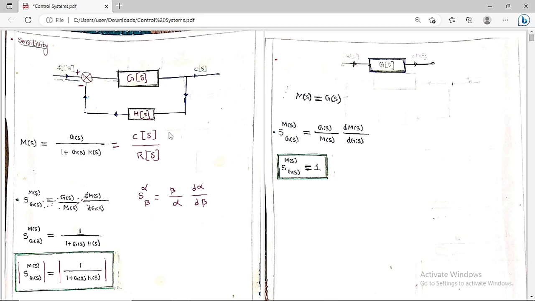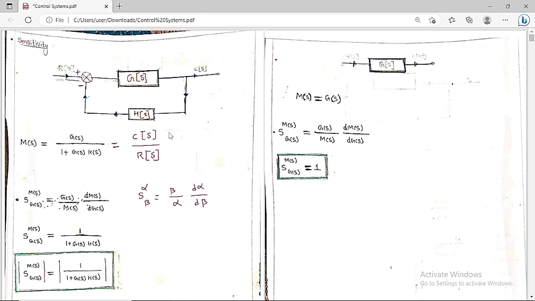Now we know M of S. So take this derivative with respect to G of S, and then if you simplify, keeping M of S, finally we are going to get the sensitivity of M of S with respect to G of S is equal to 1 by 1 plus G of S H of S. So if you take the derivative of M of S with respect to G of S, you are going to get some result.